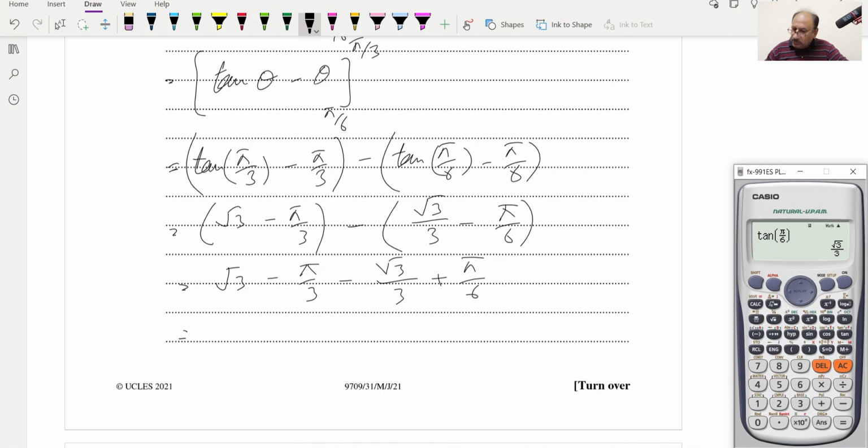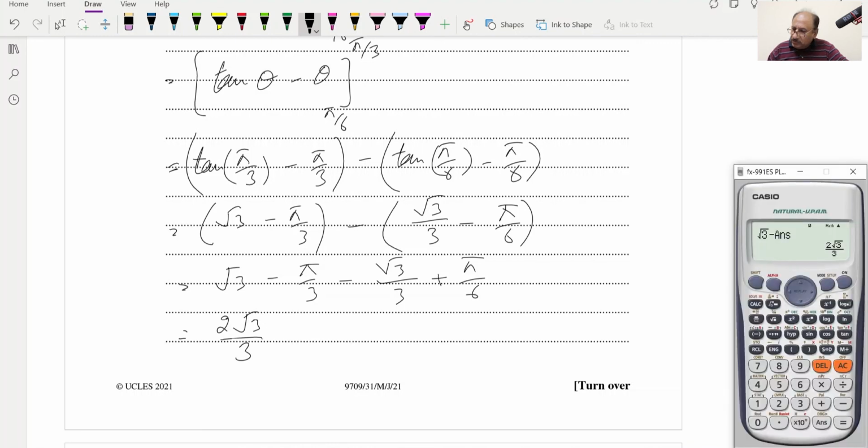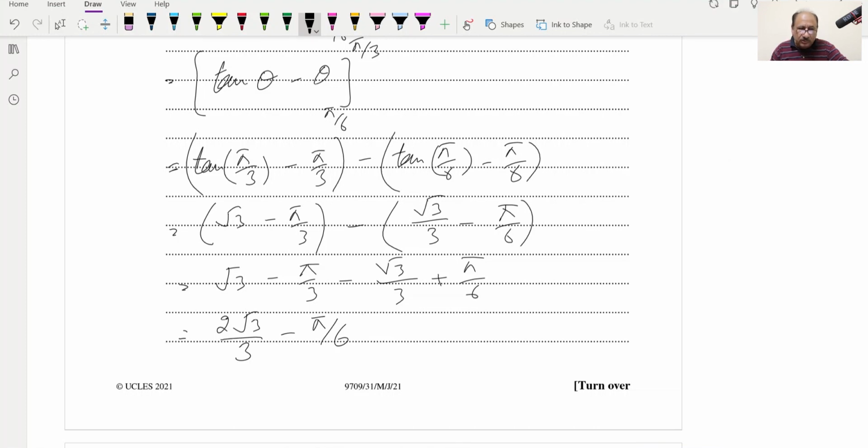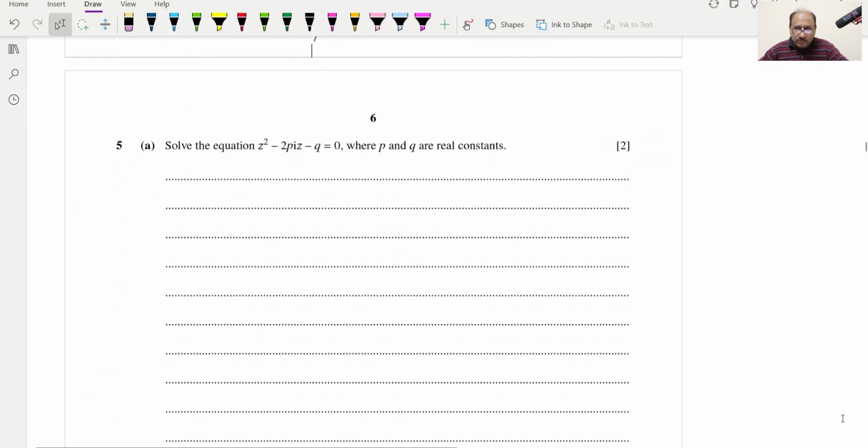So we can write square root of 3 minus under root 3 over 3, the answer is equal to 2 under root 3 over 3, and minus pi over 3 and plus pi by 6. So plus pi over 6, and this will be equal to minus pi by 6. So minus pi over 6, and this will be the final answer for this part. Hopefully you understood this question.